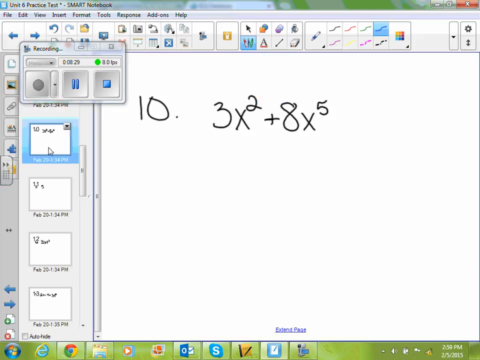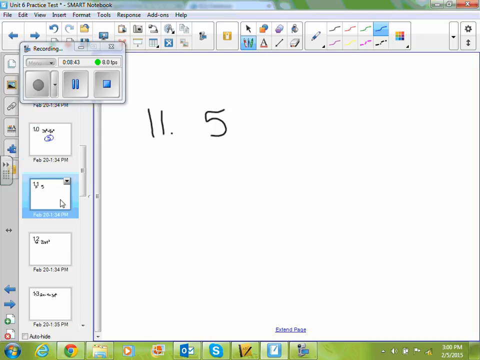We're at number 10. These will go fast. We're finding the degree of our polynomial. Your degree is your biggest exponent, so in this case, your degree is 5. Just 5 is fine. And this one is 0. I agree with that.